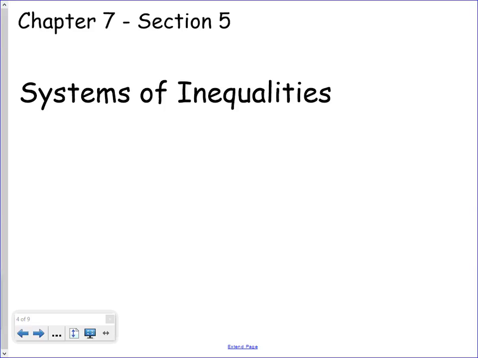Until this point in Chapter 7, we have been working strictly with systems of equations. In sections 1 and 2, we worked with systems of linear and nonlinear equations with just 2 variables. In section 3, we worked with multivariable systems. They had 3 variables. But all those systems had equal signs.